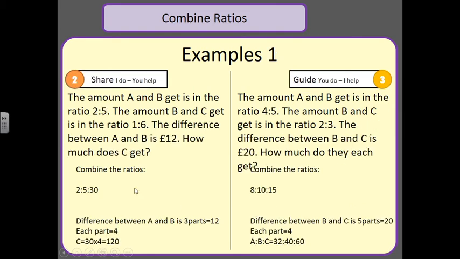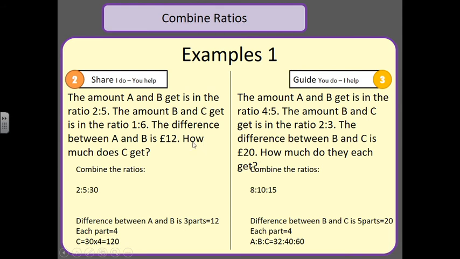Okay, next up, what's different about this question? I'll just give you a chance to read it. Okay, so this time I've given you the difference, but the method is still the same. You still combine the ratios. So I've made this number here a 5, so I've timesed the second one by 5 to get you to 2, 5 and 30, combining them.